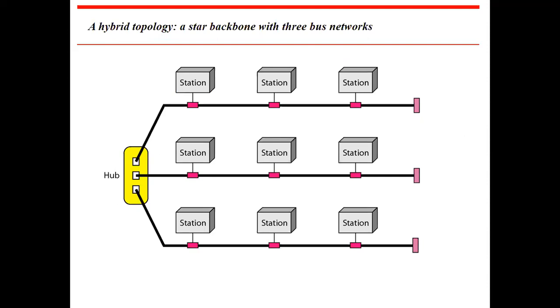Next, this is a hybrid topology. It is a combination of a star topology with three bus networks. Here, the yellow color is the hub. That is a central hub, a star configuration, here connected with the three bus networks. This is a hybrid topology.